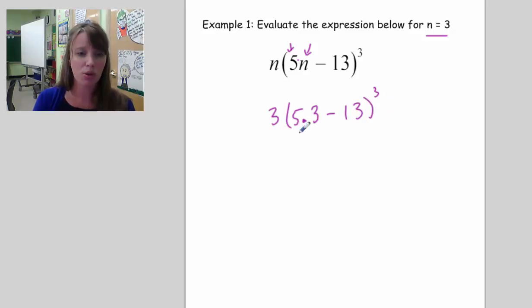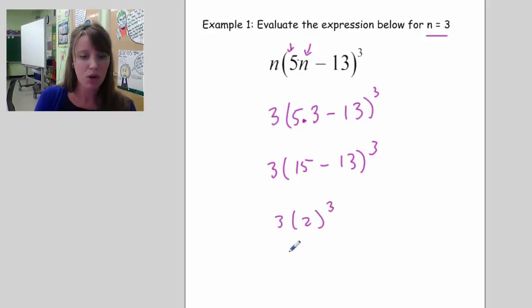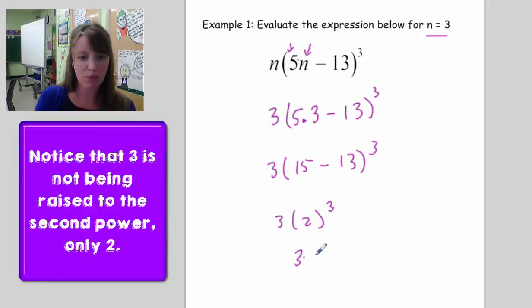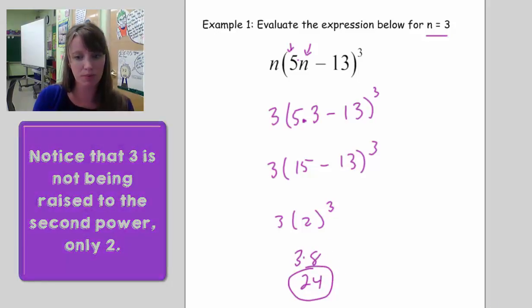Okay, so we're going to use our order of operations. Let's evaluate inside the parentheses first. This is 15 minus 13 to the third. So this is 2 to the third times 3. Well, 2 to the third is 8, so we have 3 times 8, which is 24. So the answer here is 24.